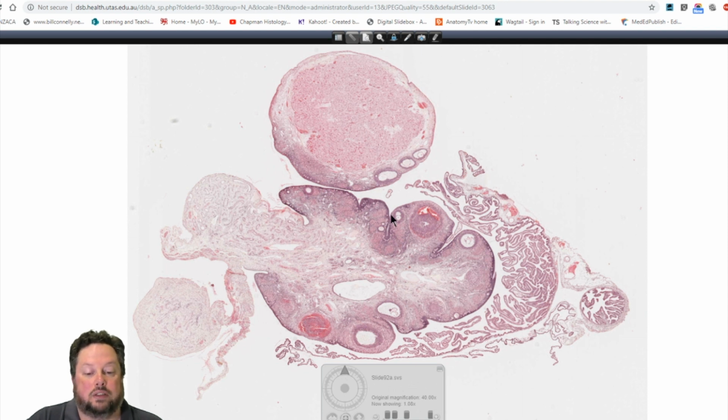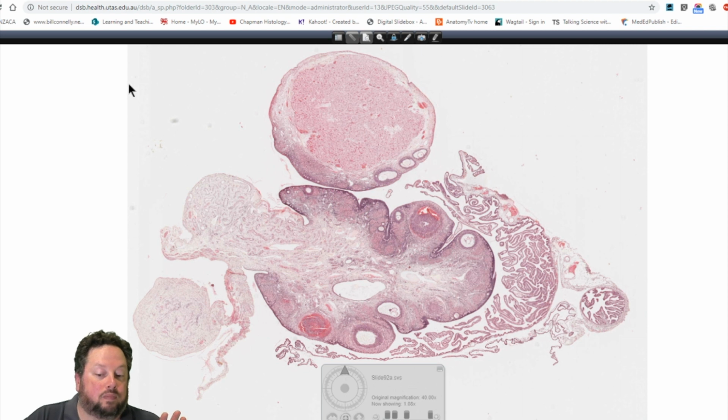Now, within the cortex is where we find the follicles at various stages of development. So you can actually see some of these large empty spaces here. These are some of the antral follicles, so they're more developed follicles. And then the little holes you can just get a little impression of are some of the smaller follicles stored within the ovaries.